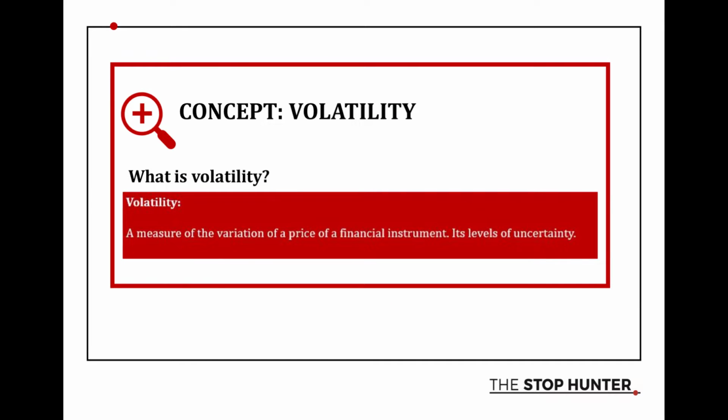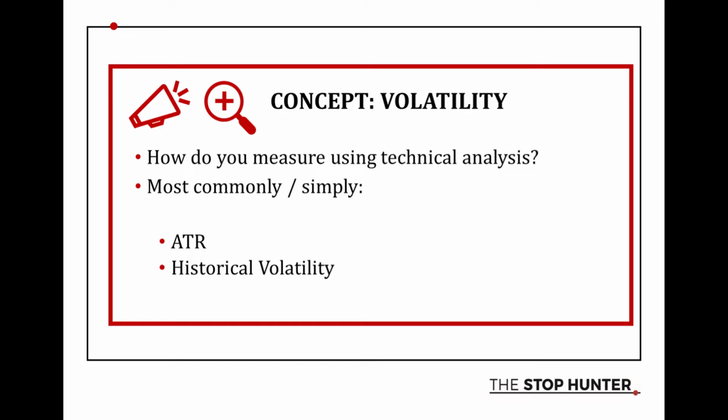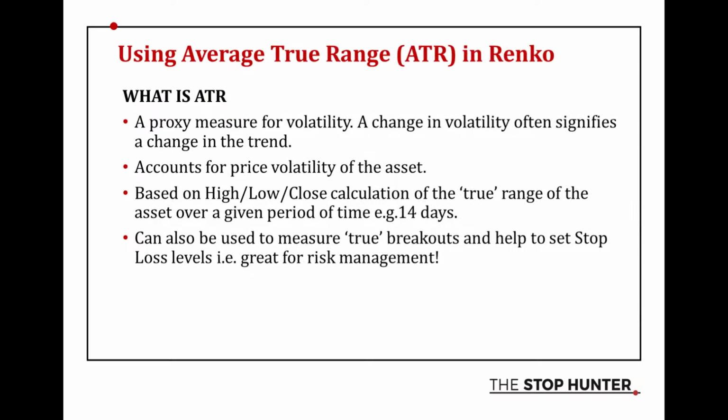Remember I said all assets are different, they all bounce around in terms of price differently. Well, volatility measures that variation of the price of that financial instrument. It's measuring levels of uncertainty. And if we're using our technical analysis charts to come up with a volatility number, how do we do that? Well, we can use something called ATR, average true range, or we can use something called historical volatility, and we're going to focus in on the ATR approach. In technical analysis, ATR is a really useful tool, not just for setting the brick sizes for Renko, but for many applications. Basically it is a proxy measure of volatility.